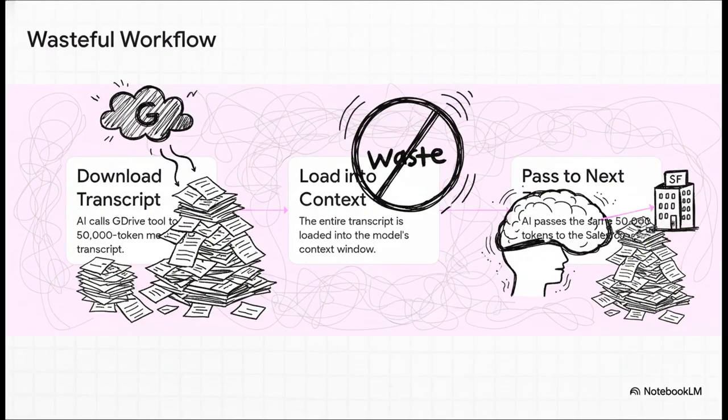Let's walk through that old, inefficient workflow one more time. The AI calls Google Drive to get a big meeting transcript. Boom. That whole 50,000 token file gets stuffed into the model's brain. Then the AI calls Salesforce and has to spit that entire 50,000 token transcript right back out again. You can just feel how wasteful that is.